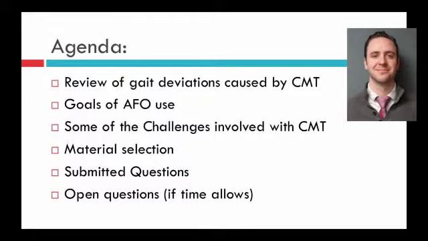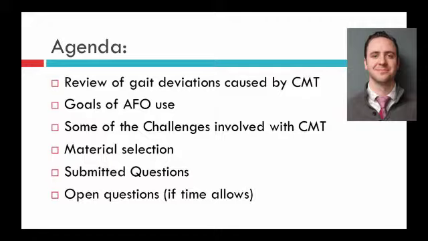All right, so today I'm just going to quickly go over and review some of the gait deviations involved with CMT that lead to the prescription of an AFO, what some of the goals for an AFO should be for you as the patient, and some of the challenges and why that becomes difficult for orthotists when we deal with patients with CMT.